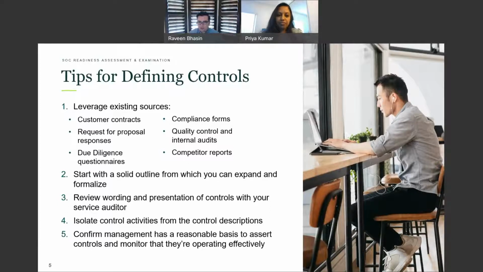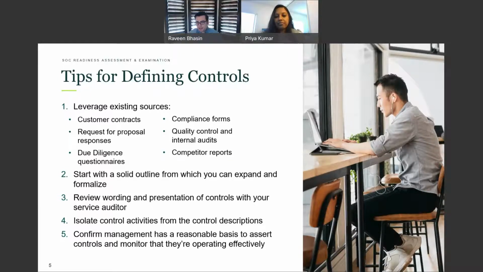You also might have RFPs that you respond to or you send out yourself that might have key control points identified within them. Any due diligence questionnaires that you're filling out or providing your vendors and or your customers, compliance forms, quality control, internal audits, be those financial audits or more technical security related ones if it's a SOC 2, things like vulnerability assessment, penetration testing, things of that nature will also be components of this, and any other inputs or reports that you rely upon.